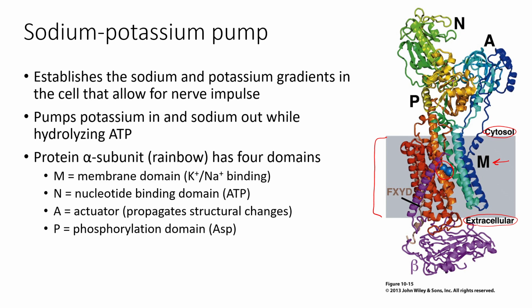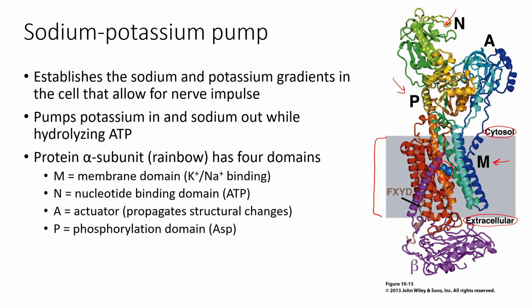The next domain we'll consider is the N domain, or the nucleotide binding domain, which is shown here at the top. We don't actually have a picture of ATP bound to this domain, but this is where ATP would bind, and it's going to help to propagate some structural changes. It's going to be helped out by the A domain, the actuator, which also helps to propagate some of those structural changes, along with the P domain, the phosphorylation domain, which involves an aspartate residue that is going to bind to a phosphate group.